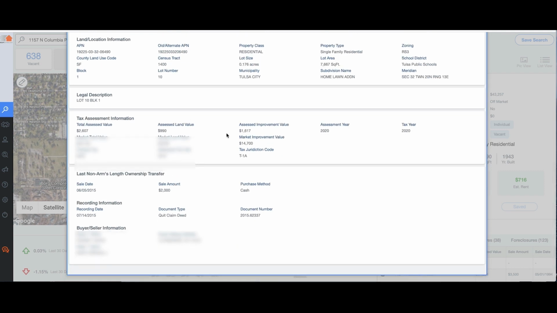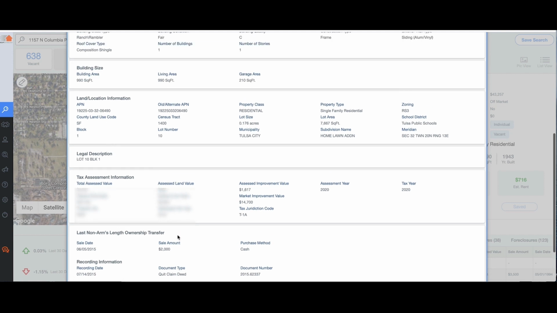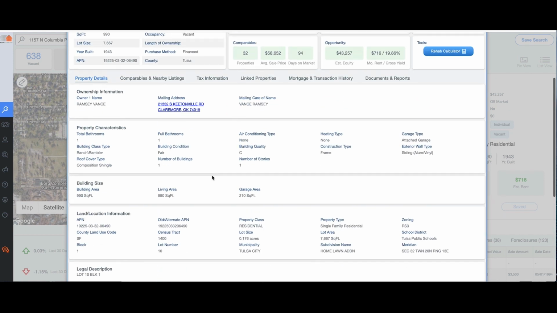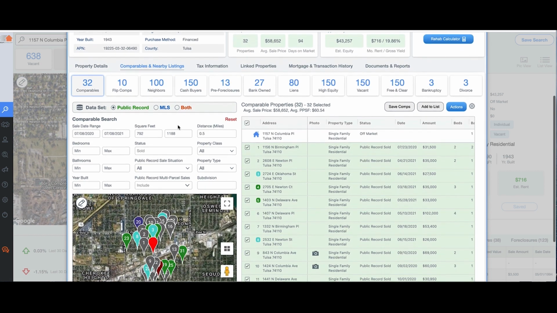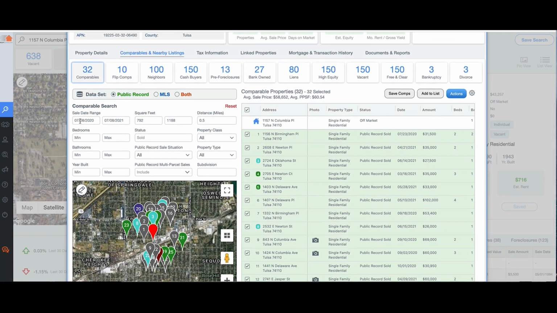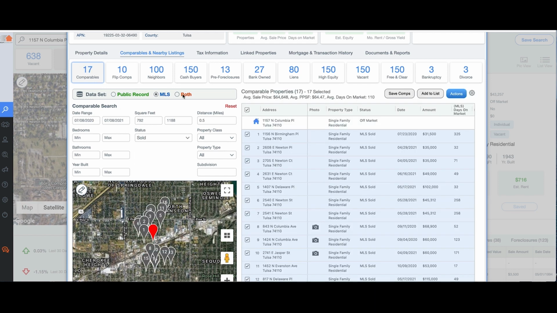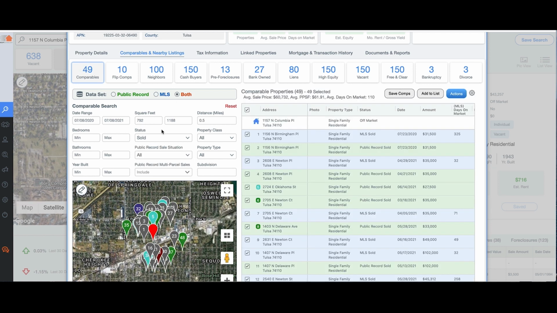It will give you some assessed value. I wouldn't use that to come up with its value. It gives you the owner name. So what I care about is I go to comp and nearby listings. What's cool about PropStream is it'll put preset filters. It'll do the last year of public record sales. You could also do MLS, and you can also do both. I'm going to leave it at both for now.